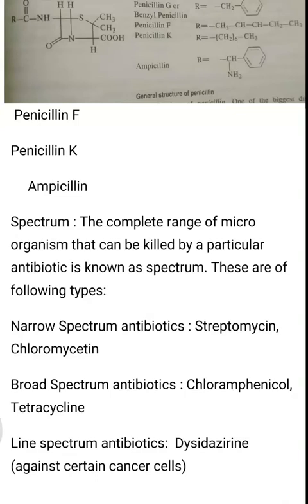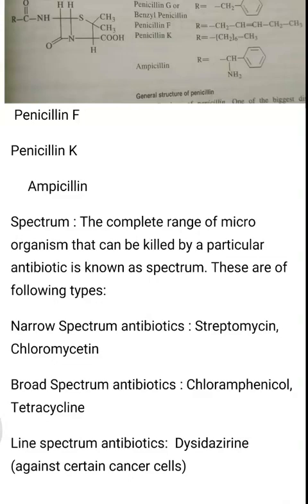After this, narrow spectrum antibiotics. Narrow means they are effective against few types of organisms, few types of bacteria. So that's why the term is narrow spectrum antibiotics. Narrow spectrum antibiotics are either effective against gram-positive bacteria or against gram-negative bacteria. However, broad spectrum is effective against both types of bacteria, gram-positive as well as gram-negative. Examples of narrow spectrum are streptomycin and chloromycetin.